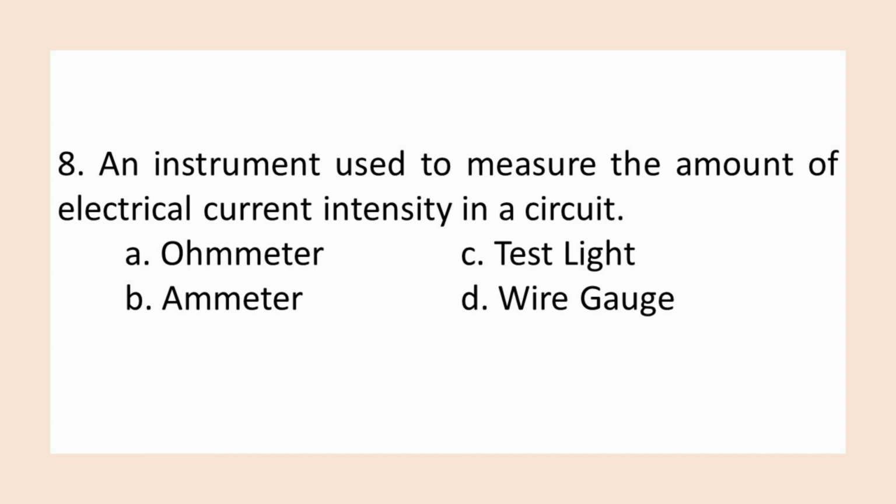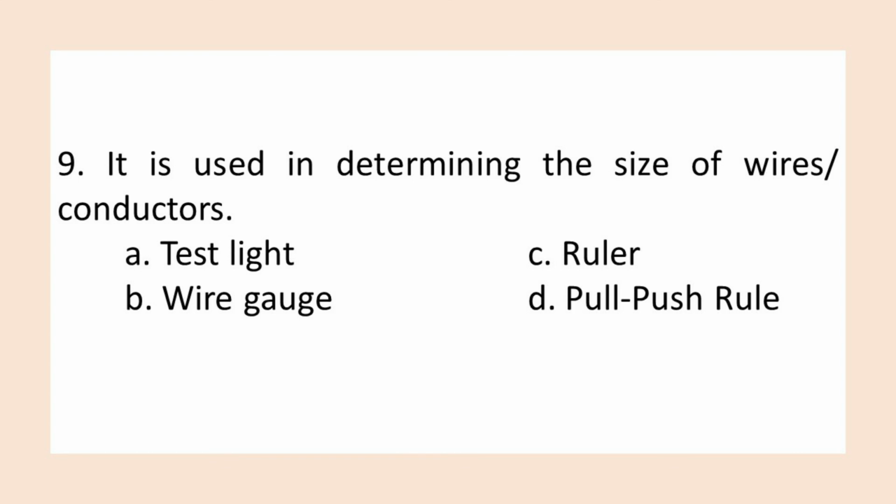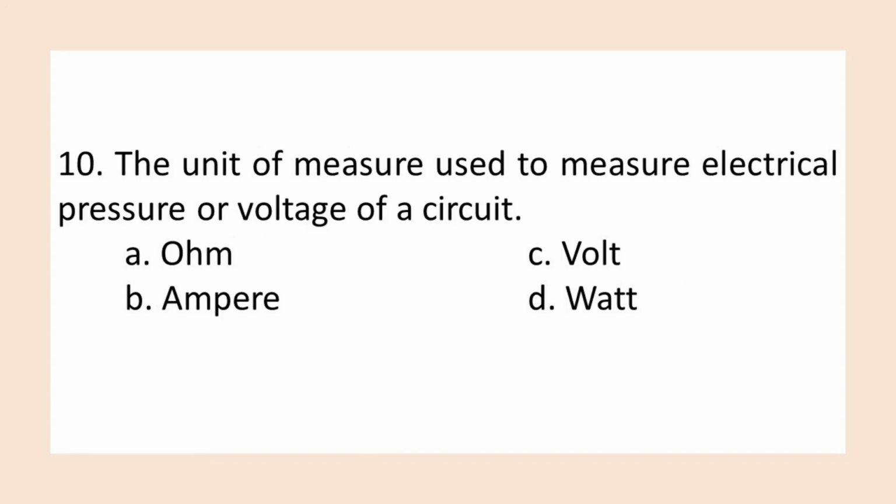Is it letter A. Ohmmeter, letter B. Ammeter, letter C. Test light, or letter D. Wire gauge? Number 9. It is used in determining the size of wires or conductors. Is it letter A. Test light, letter B. Wire gauge, letter C. Ruler, or letter D. Pull-push rule? Number 10. The unit of measure used to measure electrical pressure or voltage of a circuit.